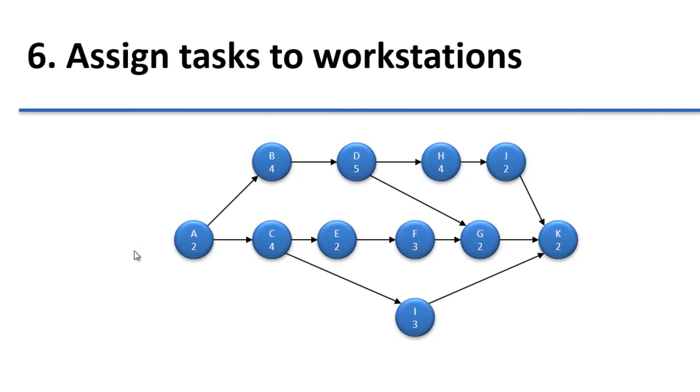So if we look at this, we can have a workstation that would be composed of task A and B. That would be 6 minutes, so we're not exceeding the takt time. Or we could do A and C. That would also be an acceptable workstation number 1. And as we assign these tasks to workstations, we must also honor the precedence relationships as depicted by the flow of arrows here. So in this case, we're just going to say workstation 1 is composed of tasks A and B.